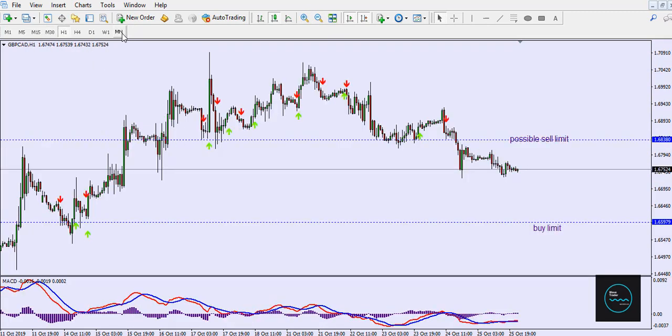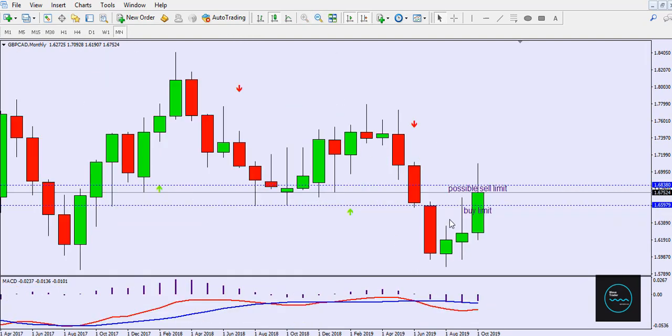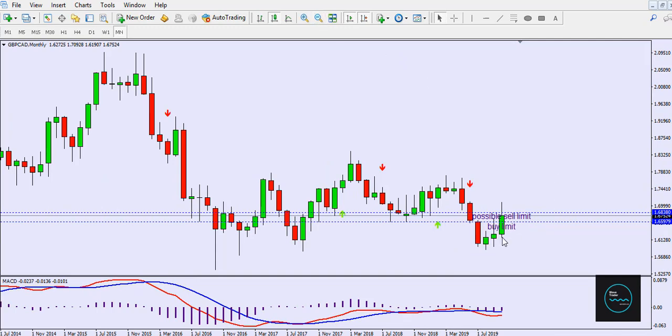Now let's go to the monthly chart, and on the monthly chart for the past 3 months, you can see that this upward bounce is in full swing. Okay, and that's why I believe that the others are all doing the same thing as well.